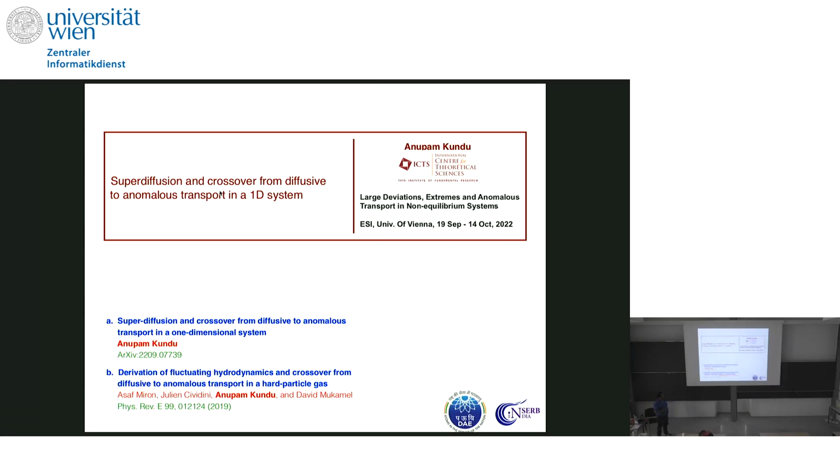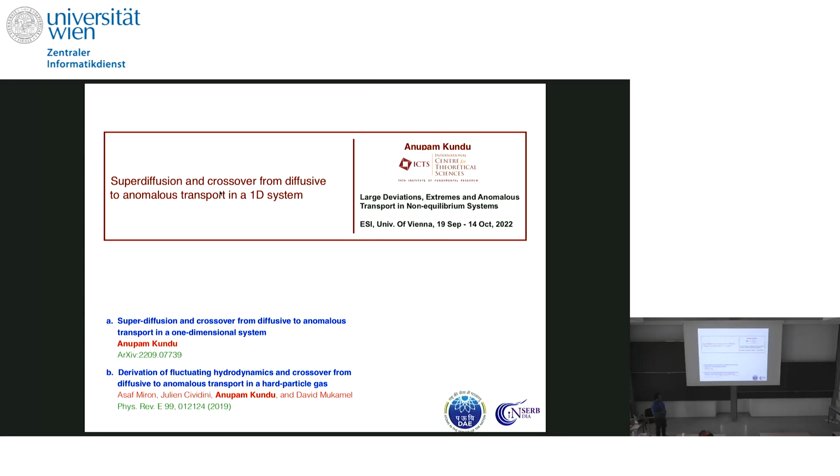I'll talk about super-diffusion and crossover from diffusive to anomalous transport in a one-dimensional system. This presentation will be slightly different from the last three presentations. Here I'll talk about many particles rather than few particles. I'll mainly talk about results in this recent preprint that I recently uploaded on arXiv, and also mention some results from this publication.